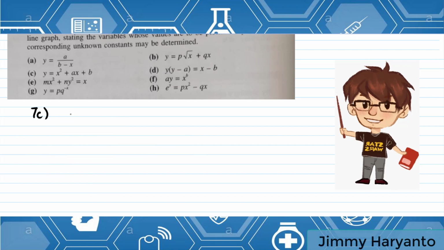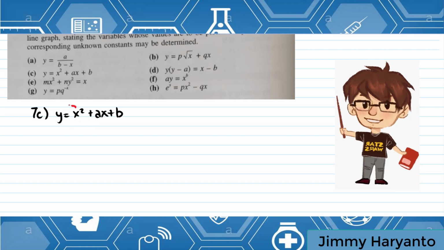Next is 7c. For 7c, we have y equals x squared plus ax plus b. For this one, maybe we should divide them all by x, maybe, or x squared. Do you have any idea? No? Okay, no dividing, because when you divide this, it will be more complicated.